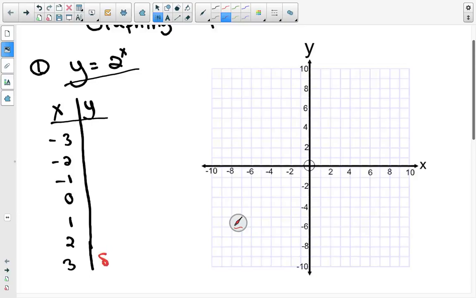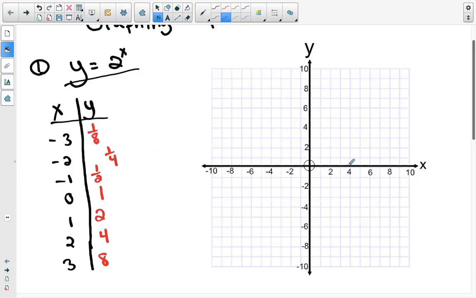2 to the third power would be 8. 2 to the second power would be 4. 2 to the first power would be 2. 2 to the 0 would be 1. The negative first power, 2 to the negative first, that would be 1/2, right? 2 to the negative second would be 1/4, and then 1/8.